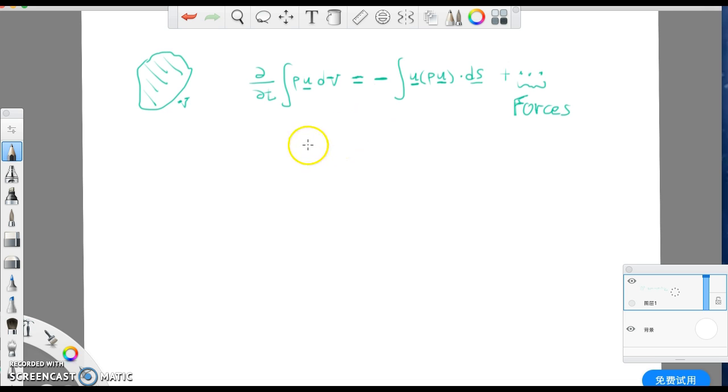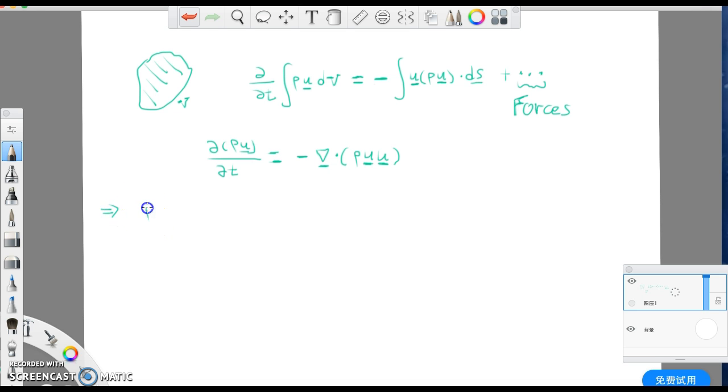Then if you use the divergence theorem and take everything out of the integral and cancel the dV's, what you will find is partial rho u partial t equals minus the divergence of whatever is inside, so it's rho u direct product with u.